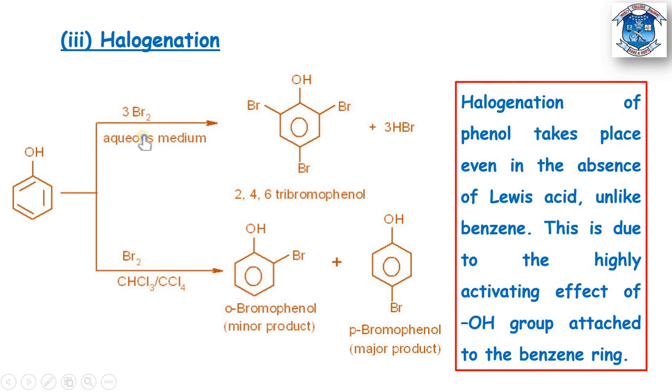So phenol, when treated with bromine water, that is bromine in aqueous medium, will give 2,4,6-tribromophenol. But when phenol is treated with bromine in a non-aqueous medium like CCl4 or CHCl3, these two are solvents of low polarity, you will get a mixture of ortho-bromophenol and para-bromophenol, para being the major product. So we have seen the preparation and some chemical properties of phenols.